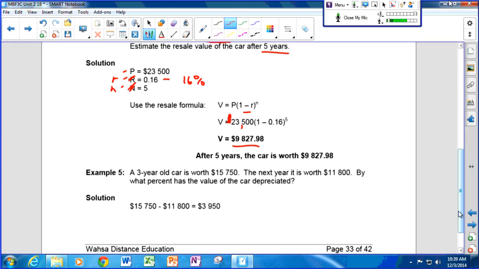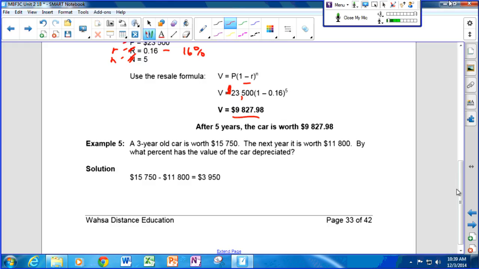If we don't have a house, if we're renters, in a lot of cases, the car could actually be worth more than anything, okay? Or the truck. Now, here's an example here. A 3-year-old car is worth 15,750. The next year, it's worth 11,800. By what percent has the value of the car depreciated?